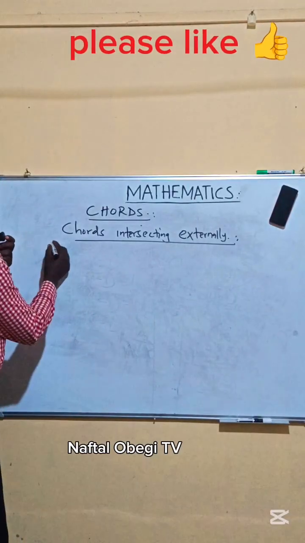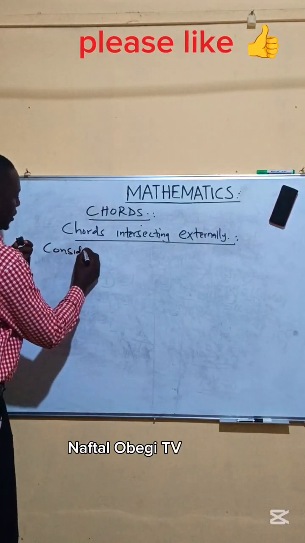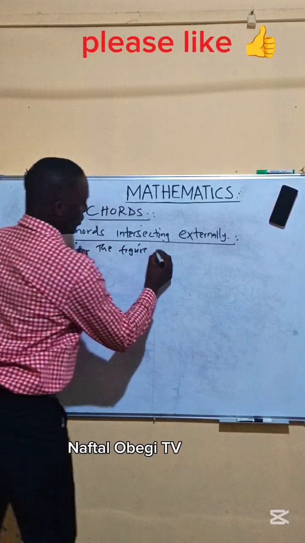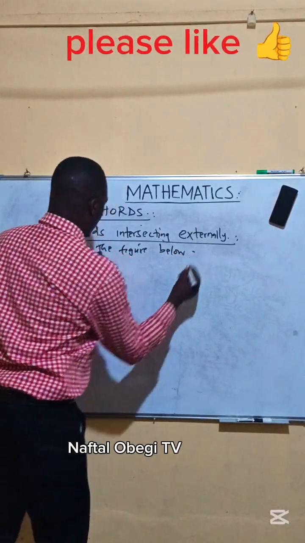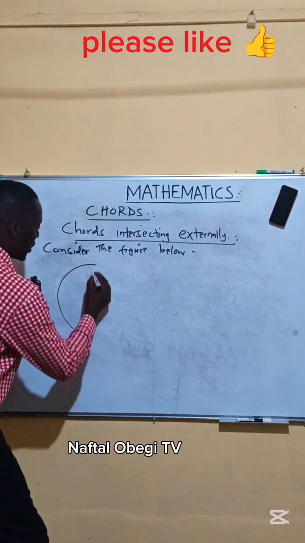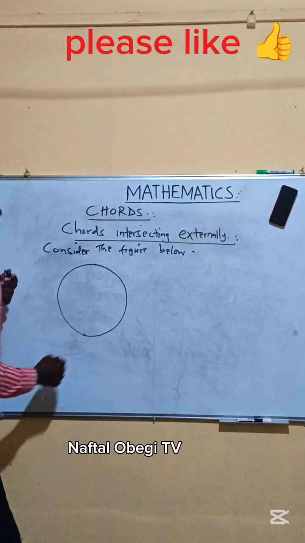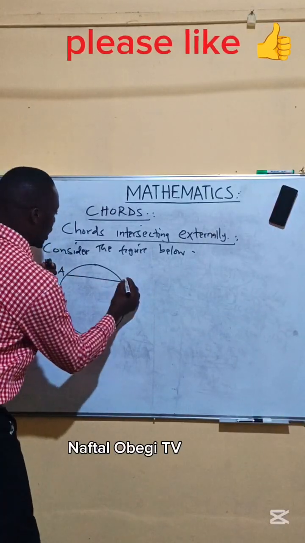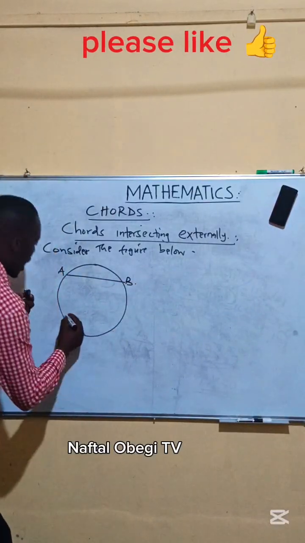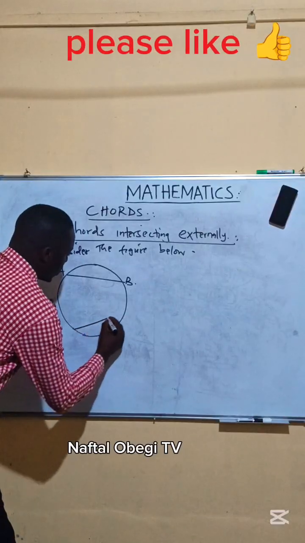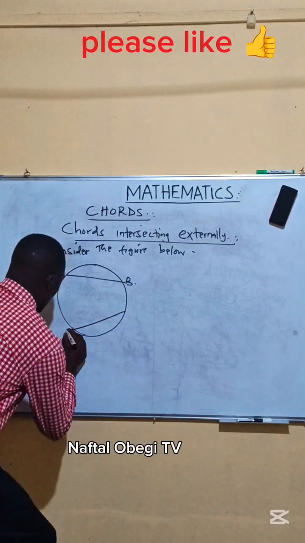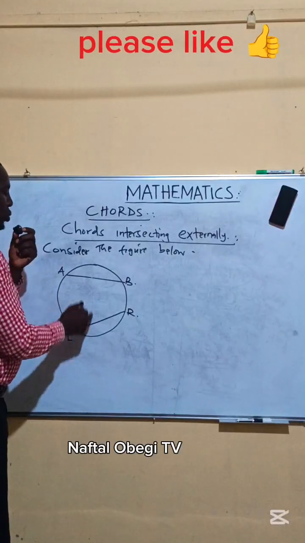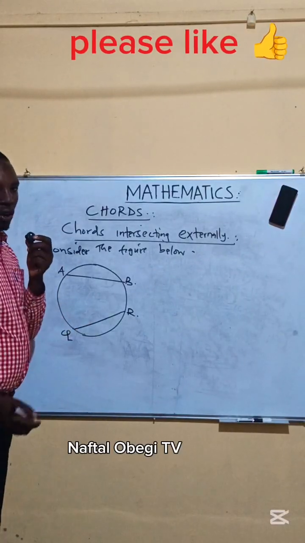Now, let me consider the figure below. I have a circle, and maybe I have chord AB, and I have chord QR. The two lines are chords.